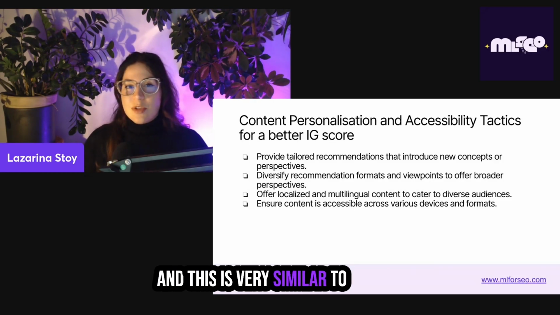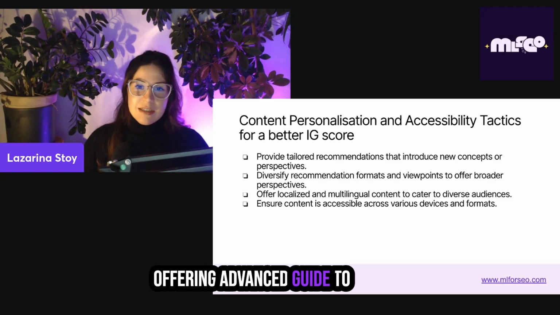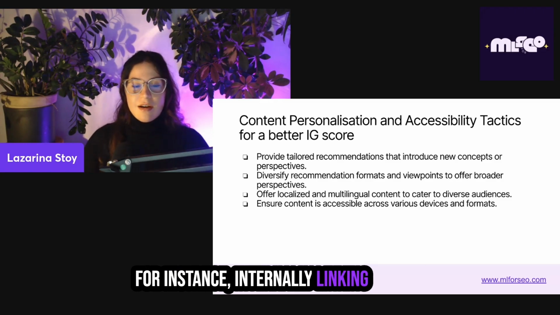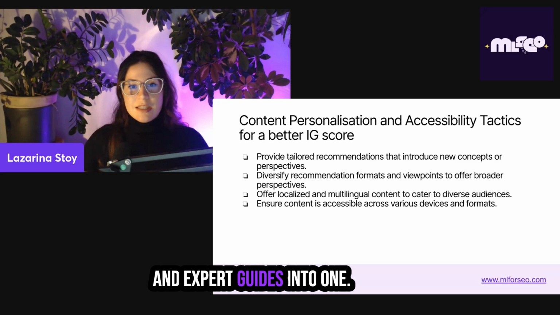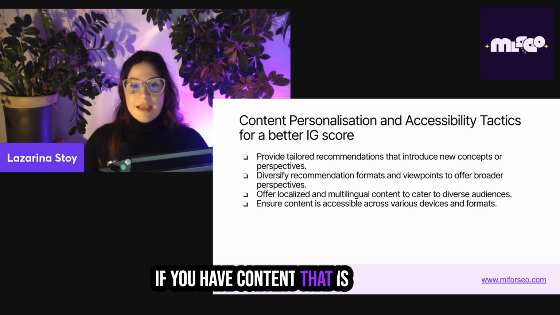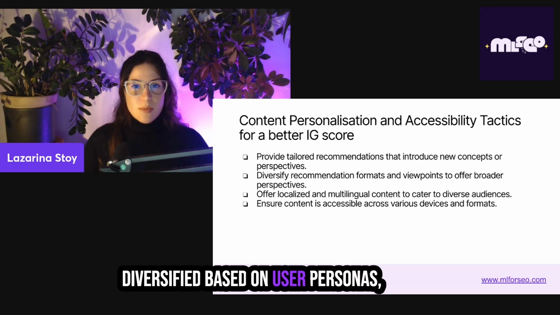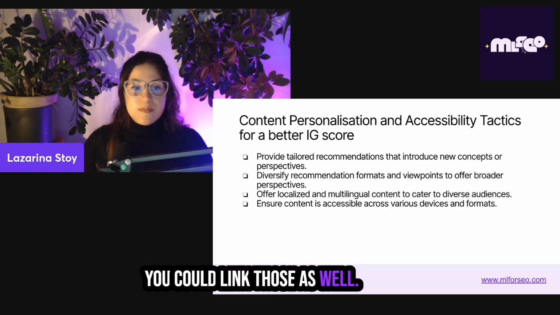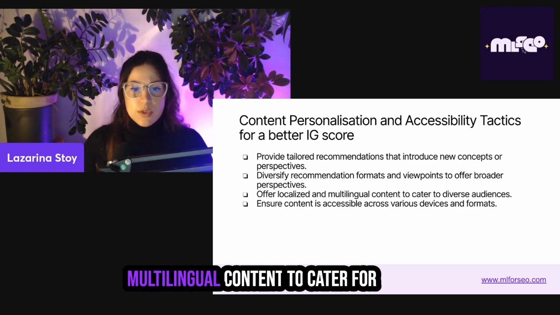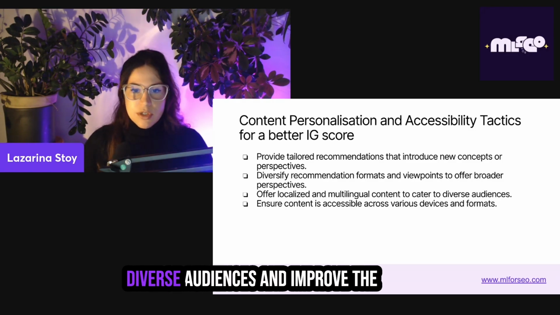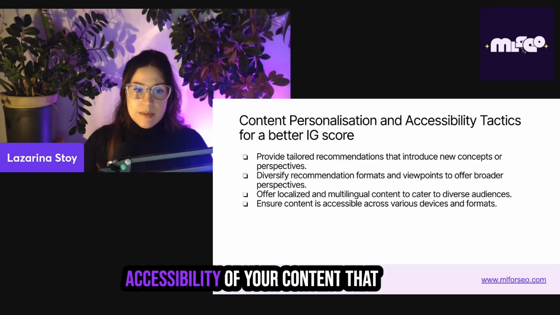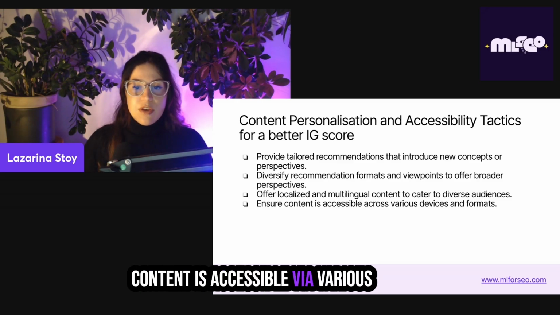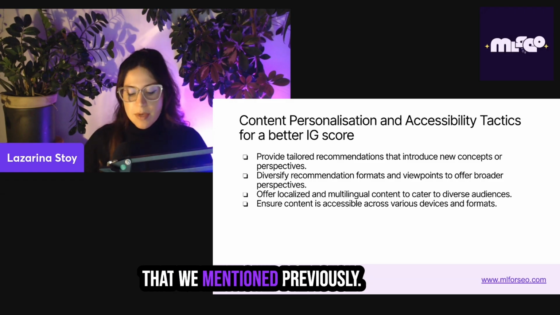And this is very similar to offering an advanced guide to an article that is for beginners. For instance, internally linking your beginner, advanced, and expert guides into one. If you have content that is diversified based on user personas, but it's on the same topic, then you could link those as well. You can also offer localized and multilingual content to cater for diverse audiences and improve the accessibility of your content that way. And you can ensure that the content is accessible via various devices and formats, something that we mentioned previously.